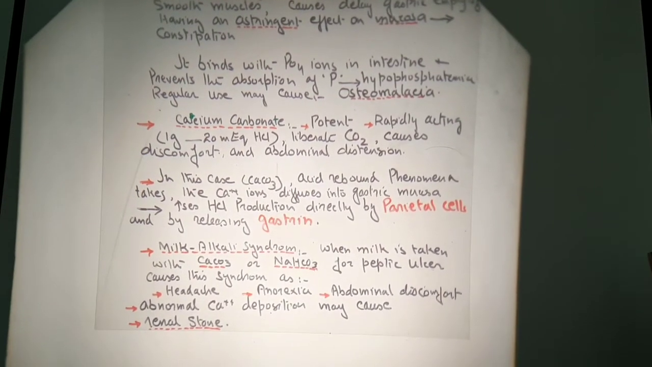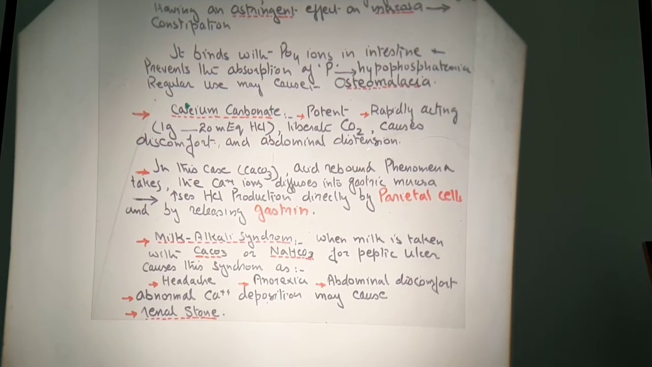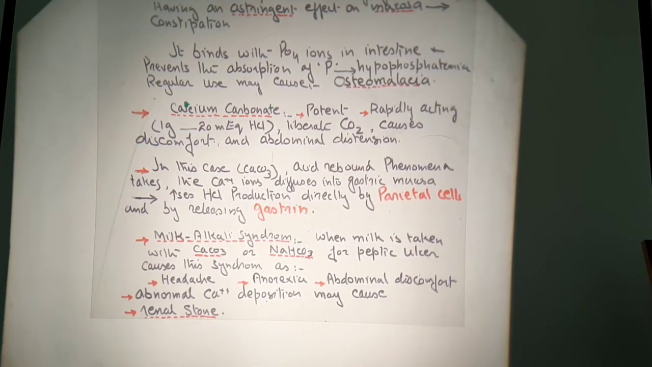Calcium carbonate is potent and rapidly acting. 1 gram can neutralize 20 milliequivalents of HCl. It liberates carbon dioxide, again a gas, which causes discomfort and abdominal distension. In the case of calcium carbonate, the acid rebound phenomenon takes place. Yesterday I told you about the acid rebound phenomenon in detail.